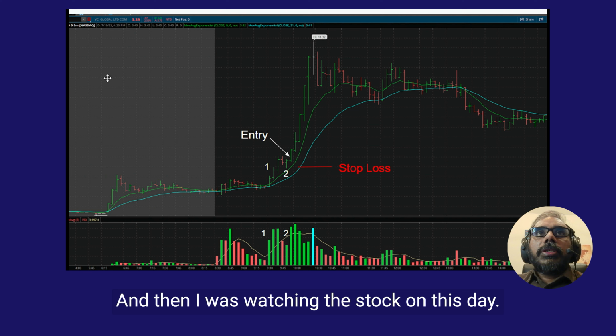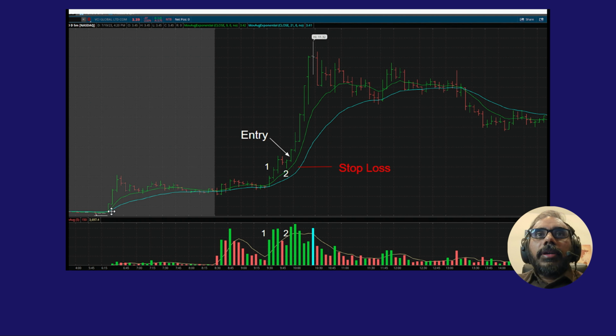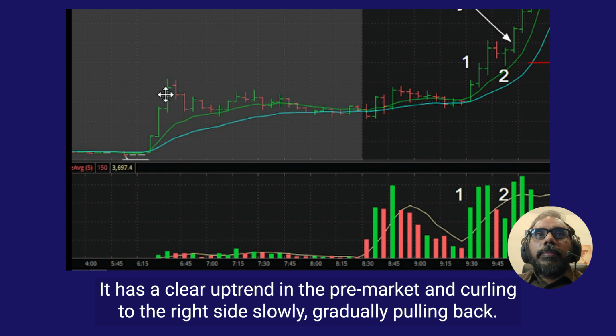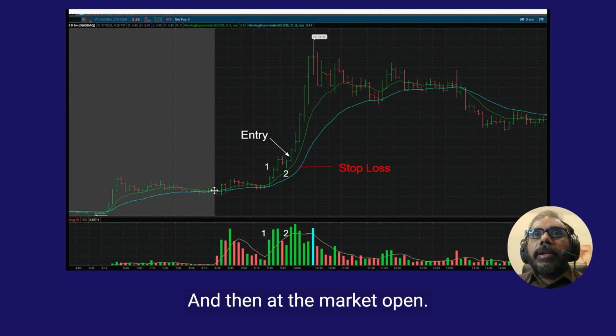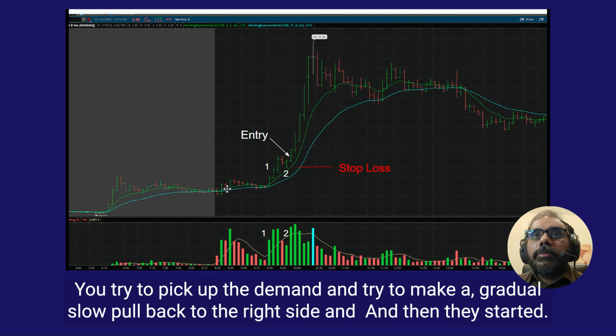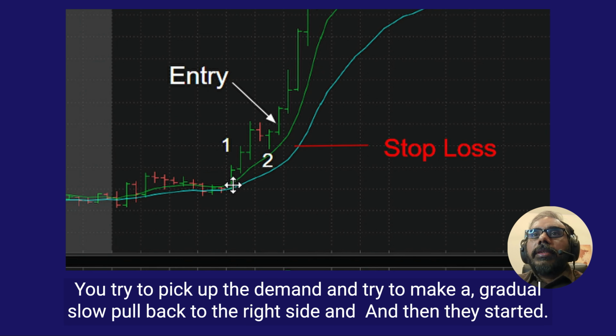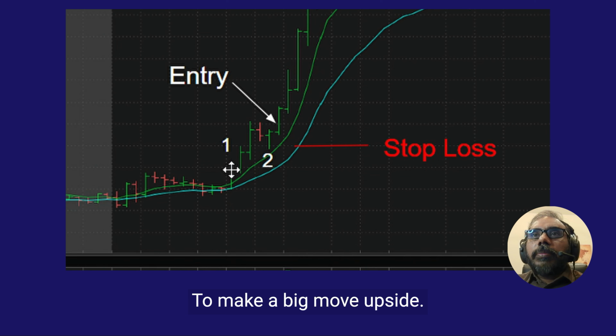And I was watching this stock on this day. It has a clear uptrend in the pre-market and curling to the right side, slowly, gradually pulling back with low volume, which is good price action. And then at the market open, it tried to pick up the demand and make a gradual slow pullback to the right side. And then this started to make a big move upside.